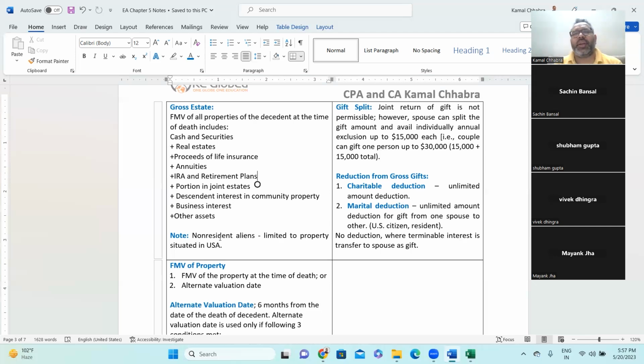Gift tax is always an individual return. Estate tax is always an individual return. So these are separate returns from the income tax return. If you remember in Form 1040, we have not seen any estate tax or gift tax. These are all separate returns.